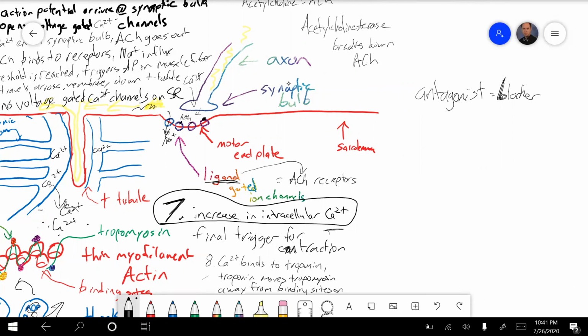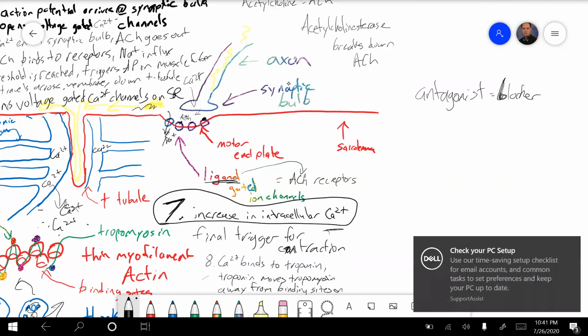What if I, I don't know, pour superglue in that freaking lock? You're not putting a key in there anymore. And we can do that. That's an antagonist. It blocks it. A great example of an acetylcholine antagonist is called curare.